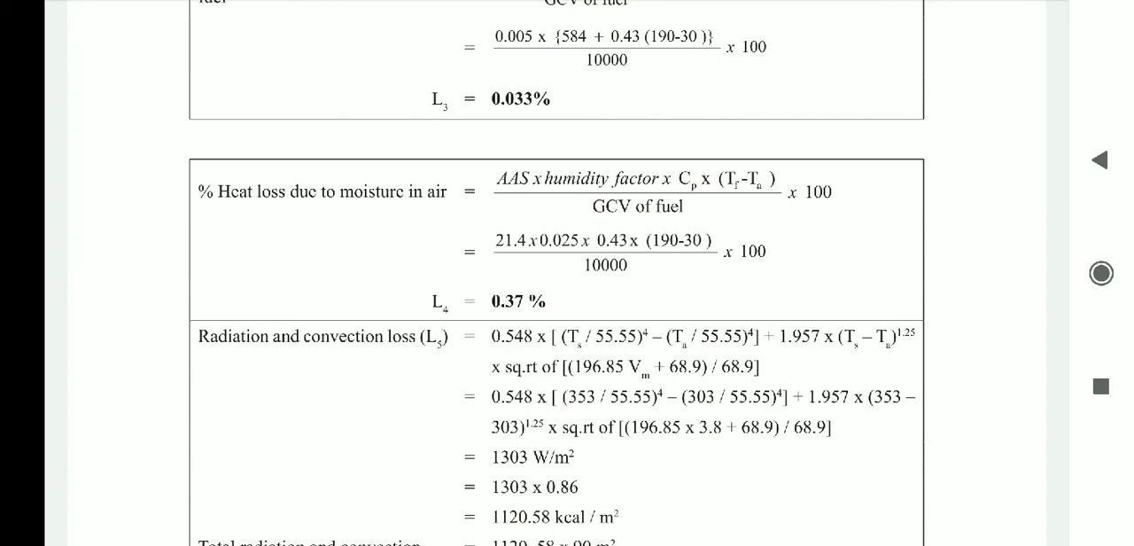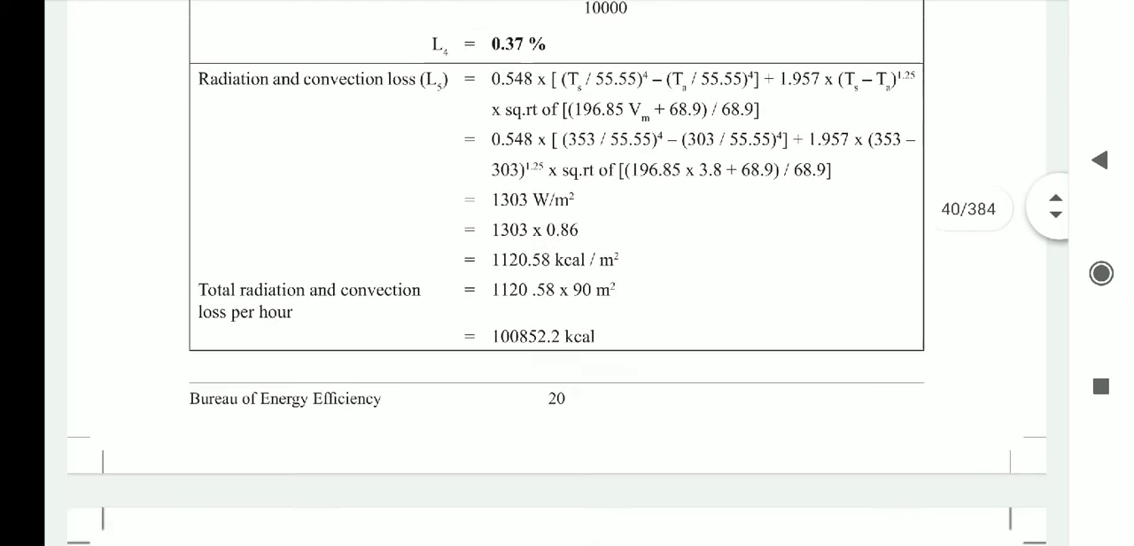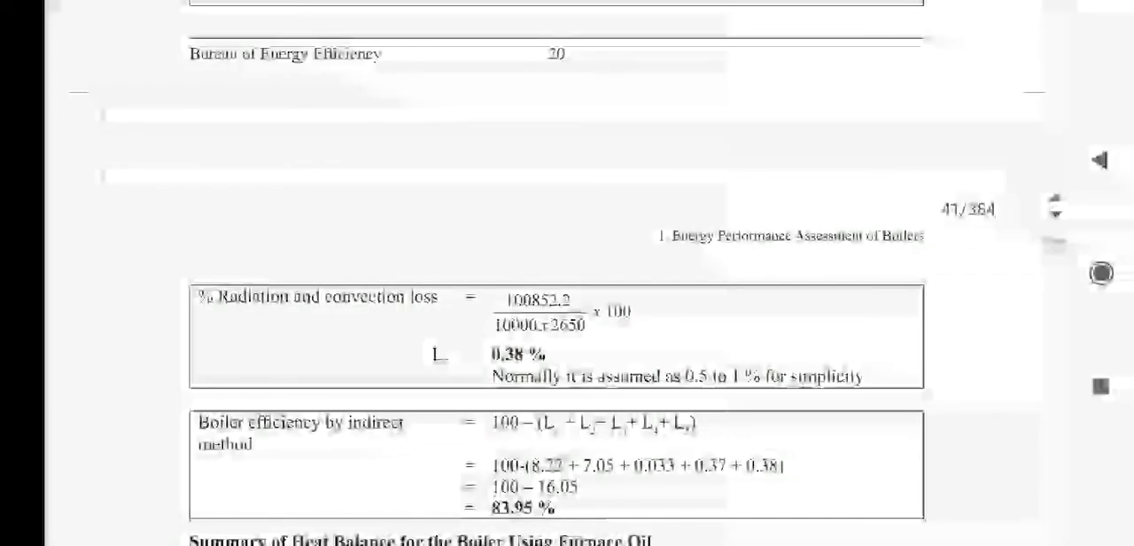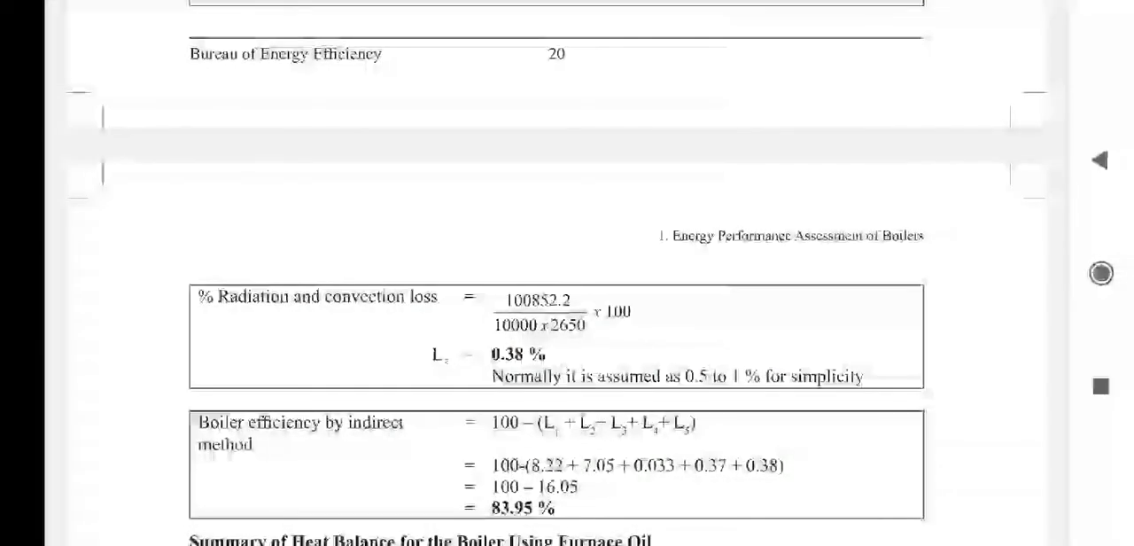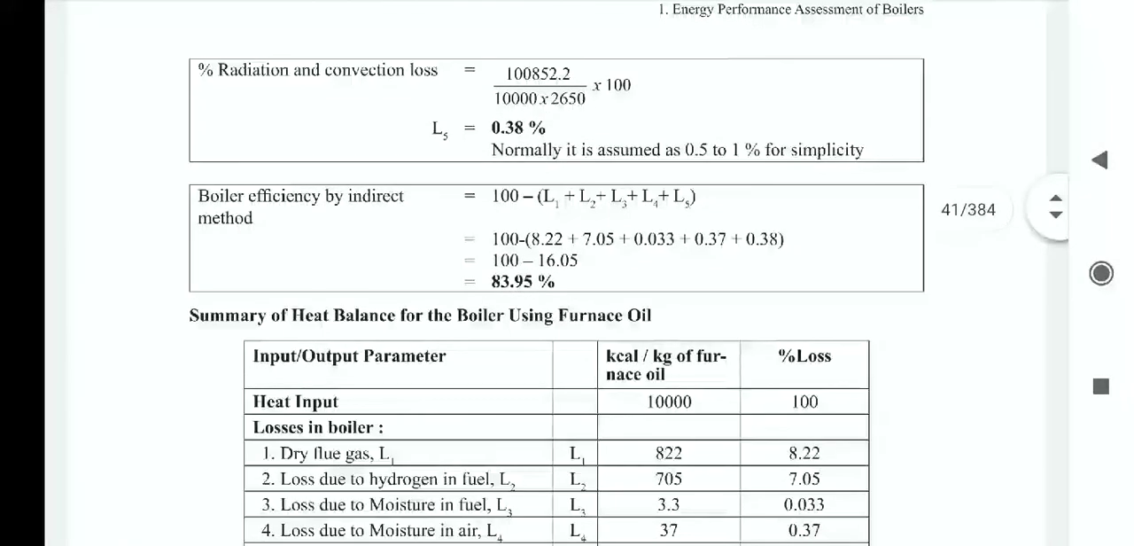L4 is equal to 0.37%. And then radiation and convection loss, with the help of the formula, L5 equals 0.38%. With a small calculation, the boiler efficiency by indirect method, we can get 83.95.